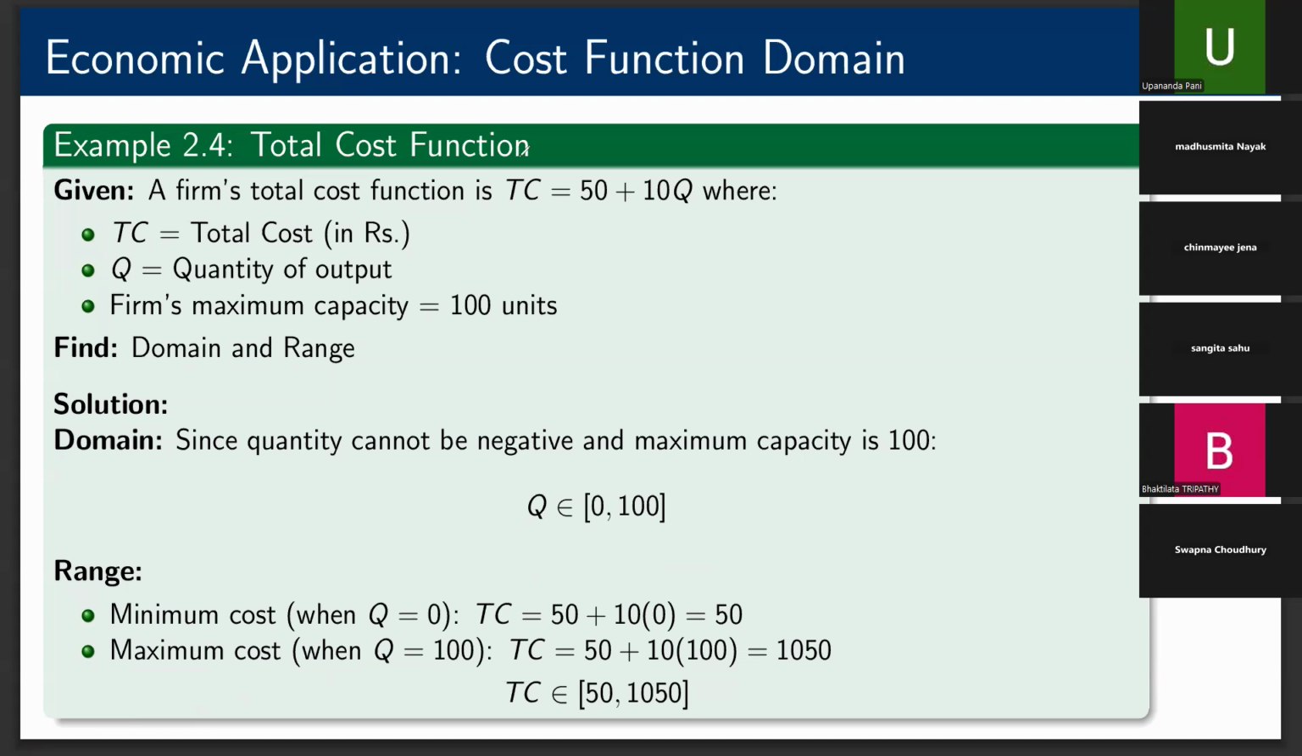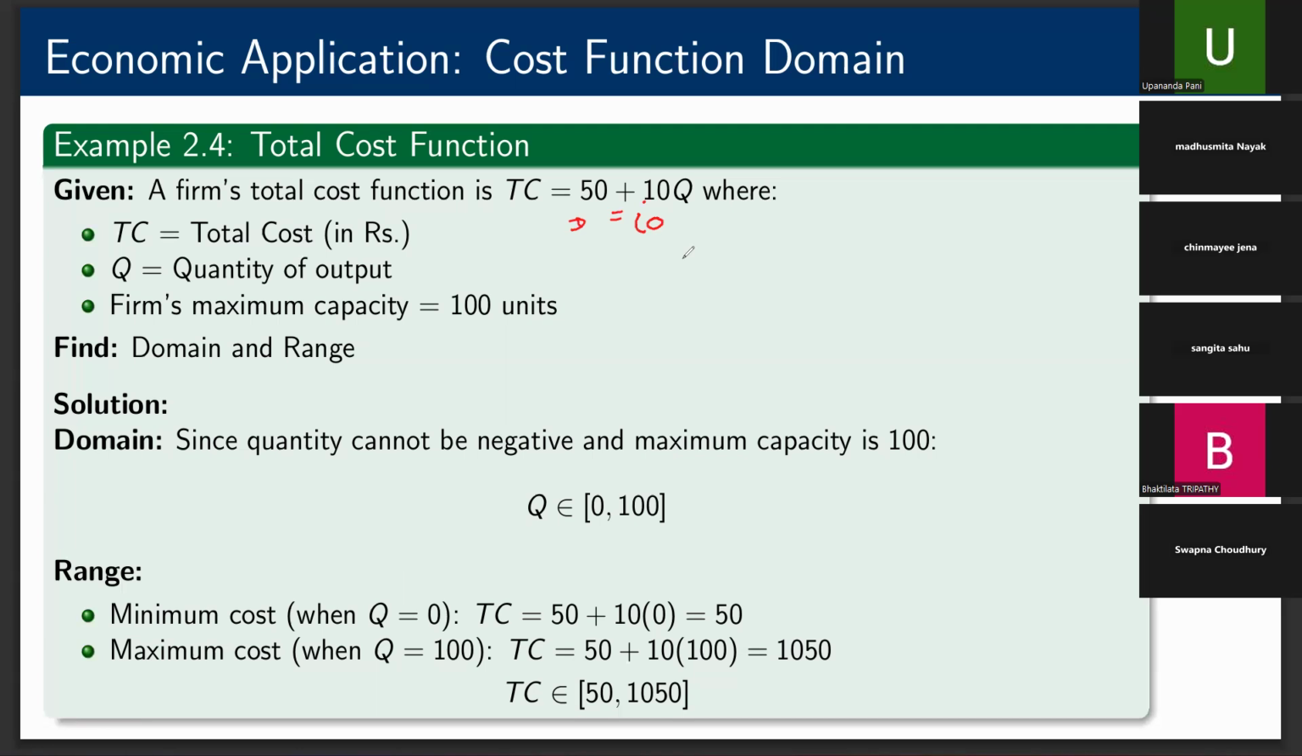We say D, domain. What is the value of Q? The output we produce is measured in positive numbers. So the minimum value of Q will definitely be 0, right? We cannot have a negative quantity of output. The minimum value of Q equal to 0. What is the maximum output we can produce? It is given that our maximum capacity equal to 100 units.